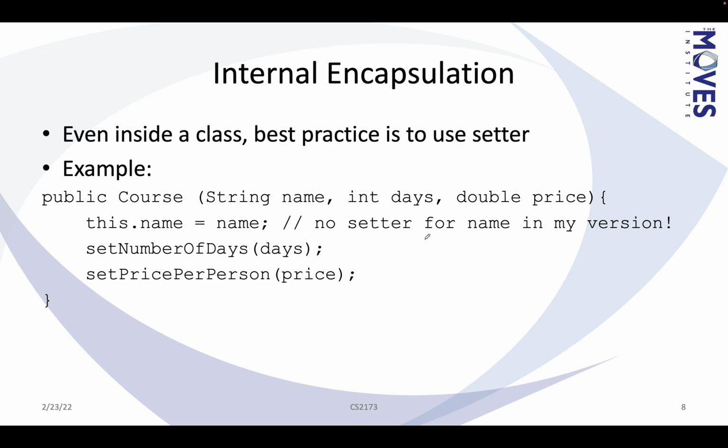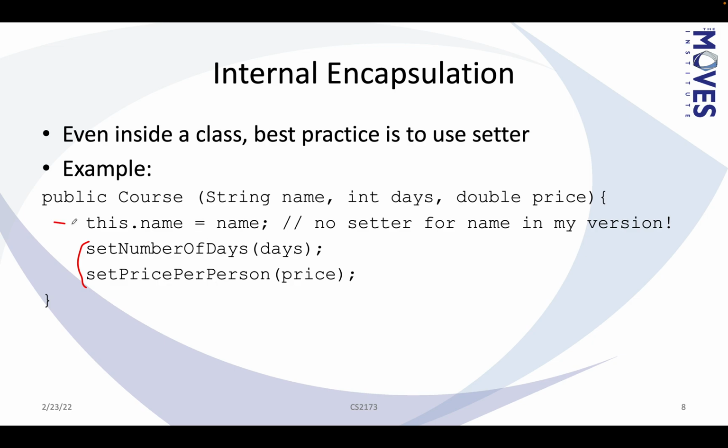Okay, so just internal encapsulation. Even on the inside of a class, it's a good idea to use a setter when it's possible. In this case, I had a slightly different design from the book, and I'll talk about why. At least for these two instance variables, even within the class, it's usually a good idea when you're setting it to call the setter method.